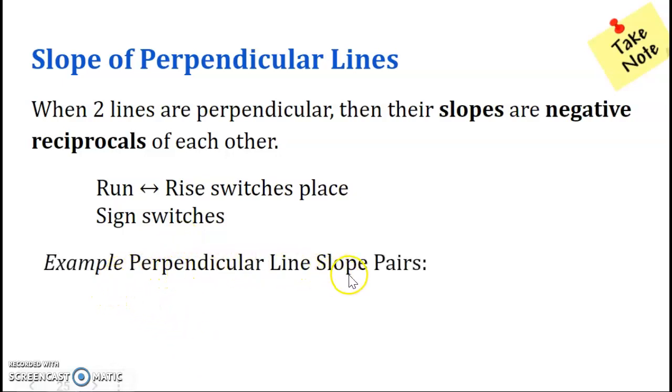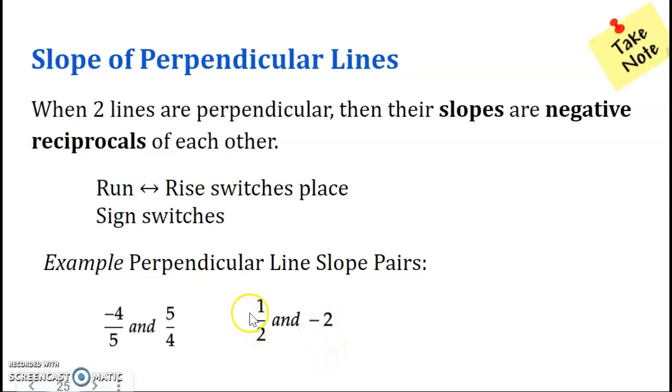Examples of perpendicular line slope pairs. For example, if the original slope was negative 4 over 5, then the new perpendicular slope will be, you flip the fraction, so 5 becomes the top, 4 becomes the bottom, and since it was negative, it becomes positive. Or if it was a half, then the flip of 1 over 2 is 2 over 1. And 2 over 1 is the same as just 2. Anything over 1 is the same thing.